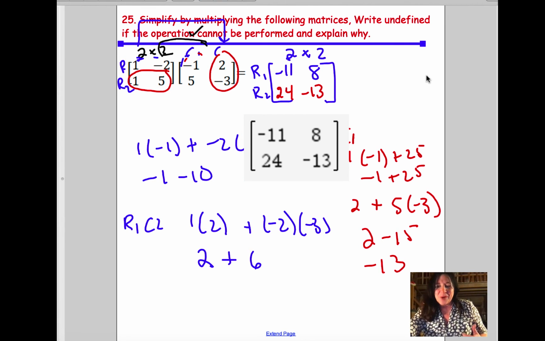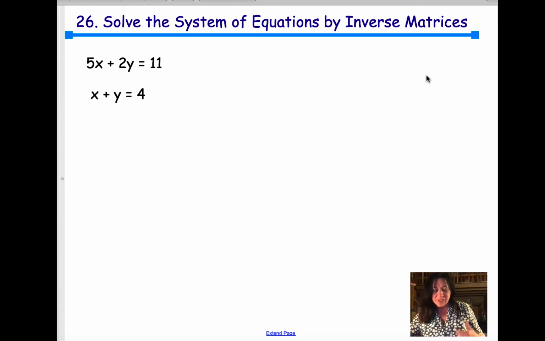Okay. So my next problem is solve the system by inverse matrices. All right. So for this problem, solving this by inverse matrices, this is what you're looking at. Again, we are going to look for your work. Yes, it's completely fine to check your work. All right. So inverse matrices.